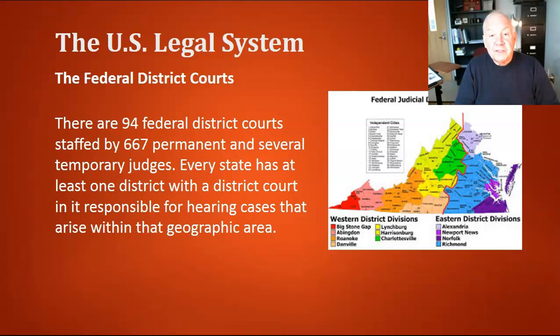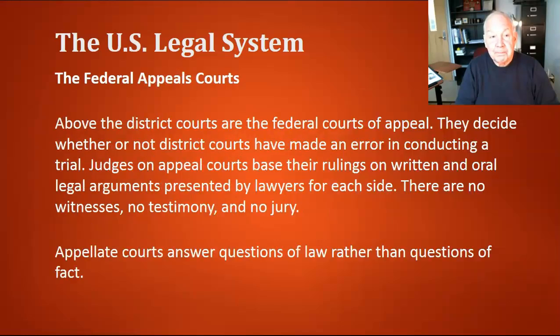There are 94 federal district courts, staffed by 667 permanent and several temporary judges. Every state has at least one district with a district court in it responsible for hearing cases that arise within that geographic area. In the chart here, you see the divisions in the federal judicial districts of Virginia with both the eastern and western districts. In the eastern district, there are courthouses in Alexandria, Newport News, Norfolk, and Richmond. And in the western district, in Lynchburg, Harrisonburg, Charlottesville, Danville, Roanoke, Abingdon, and Big Stone Gap.